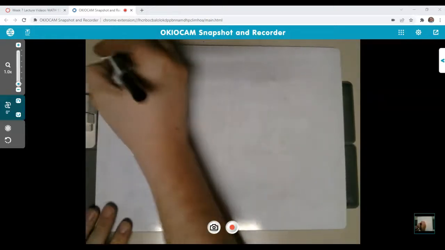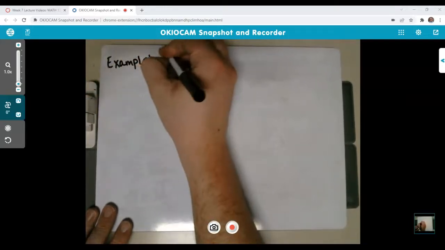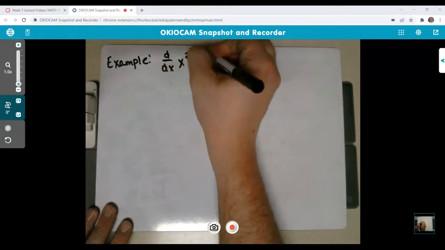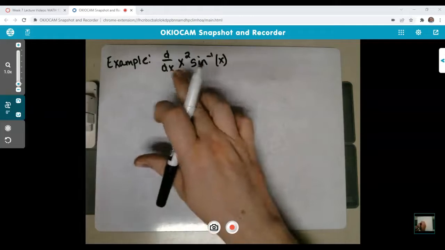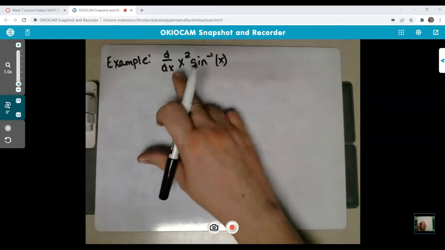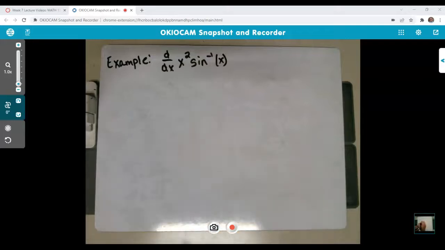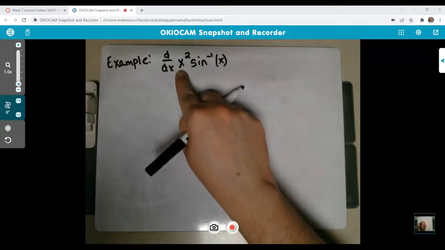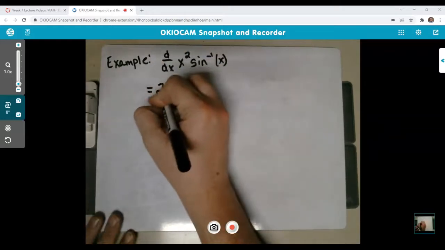Let's find the derivative of x squared inverse sine of x. So for here, if I look, this is a product because it's x squared times inverse sine. So I need the product rule, okay? So I'm going to start by taking the derivative of the first part. The derivative of x squared is 2x.